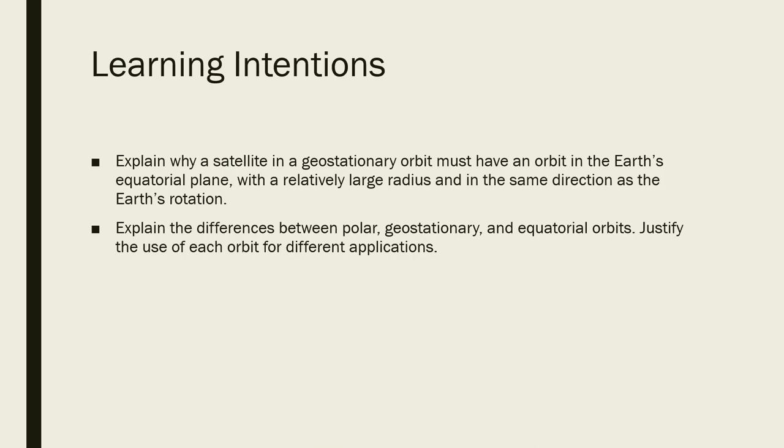Now we're going to look at some applications. You need to be able to explain why a satellite in a geostationary orbit must have an orbit in Earth's equatorial plane, and I'll explain what that means in a second. It's going to have a relatively large radius, and the satellite must orbit in the same direction as Earth's rotation in order for it to be stationary. And you need to be able to explain the differences between polar, geostationary, and equatorial orbits, and you need to know the different applications of these different satellites.